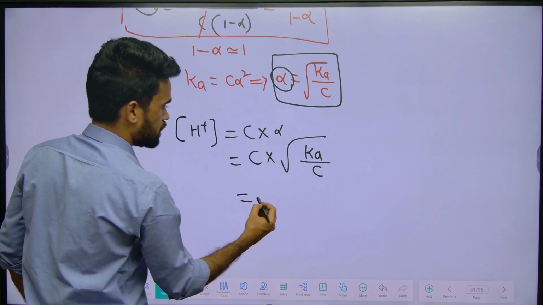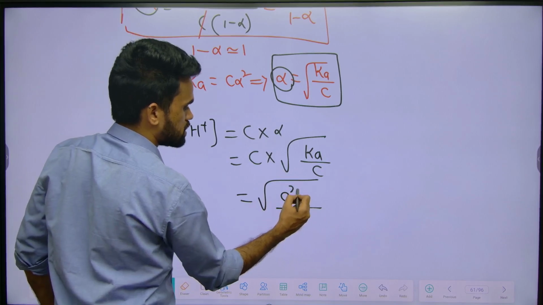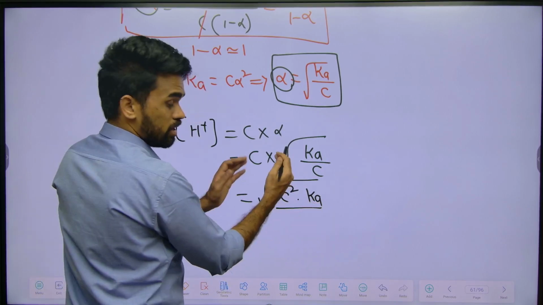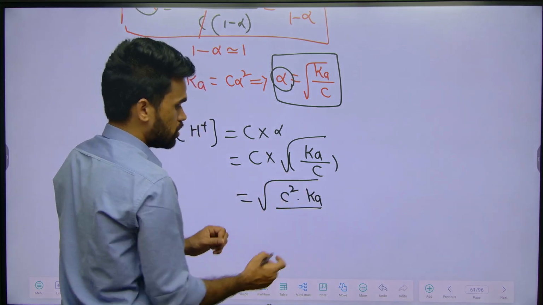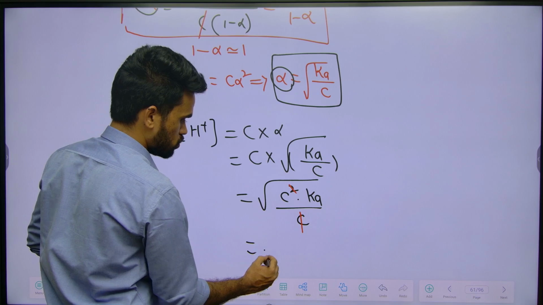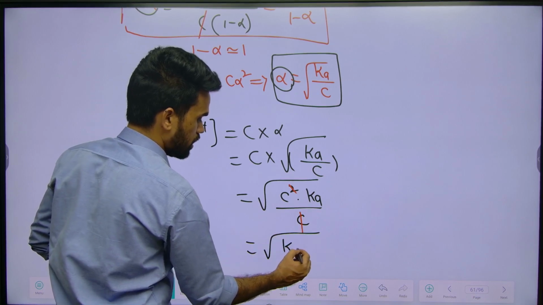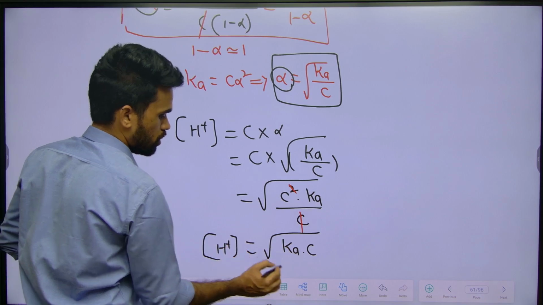So what can you write inside the bracket? If I put this inside the bracket, you can write it as C square, and inside the square root, you can write it as C square, and the denominator is C. So I can remove this one time. So finally we have square root of Ka into C. This is the H plus ion concentration, right.